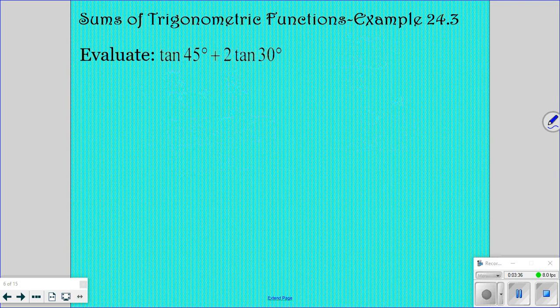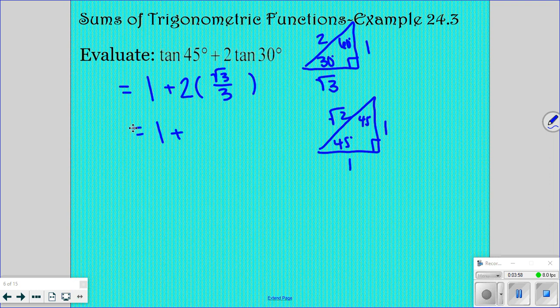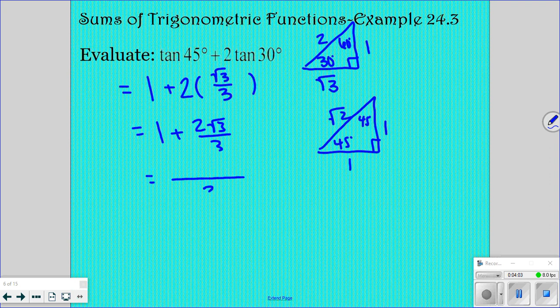I want y'all to pause the video and try this one by yourself, and then I'll go over it. So tangent of 45 is going to equal 1, and then tangent of 30 degrees is going to equal 1 over square root of 3, which is square root of 3 over 3. So if you distribute, you'll have 2 square roots of 3 over 3. We can make a common denominator of 3, so this 1 gets multiplied by 3, and then plus 2 square roots of 3. So that should be your answer there.